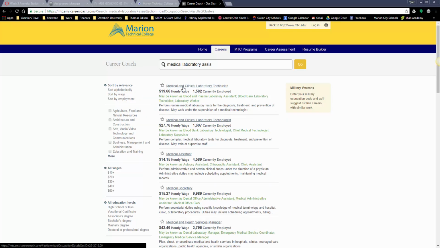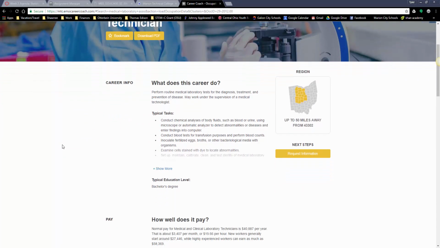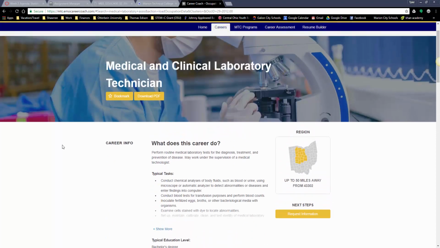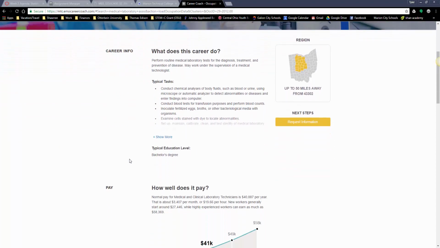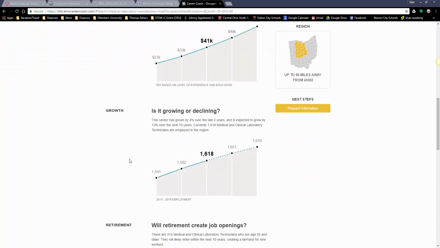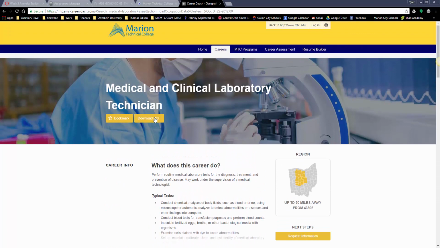Okay, so medical and clinical laboratory technician. I believe that's the job. Yeah, that's what I was looking for. You can look at this information through the website in HTML format, but I personally prefer to look at the download PDF.